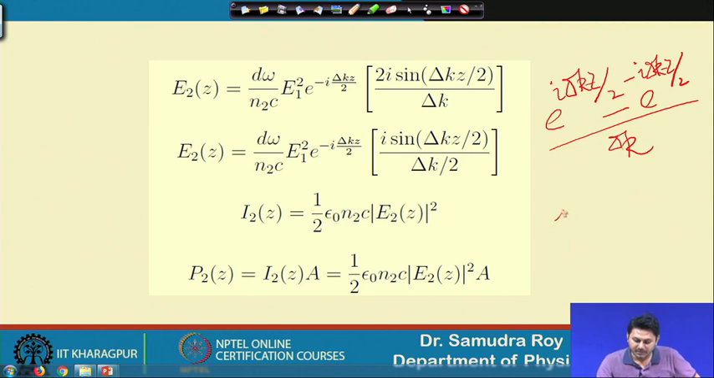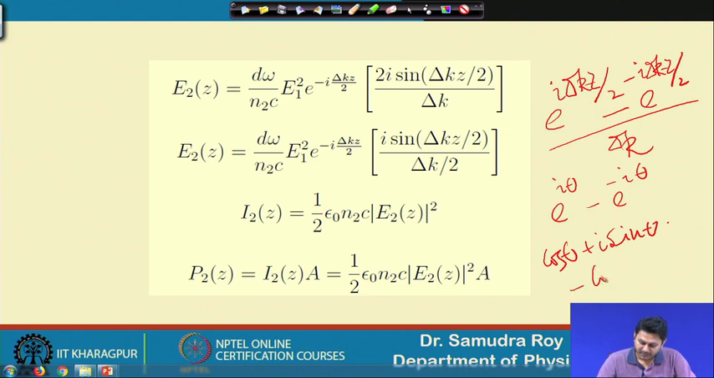This term is nothing but e to the power of i theta minus e to the power of minus i theta, if I say delta k z divided by 2 is theta. So, once we have e to the power i theta minus e to the power of minus i theta, we will have cos theta plus i sin theta, one term. The second term is minus cos theta minus, or there is a 1 minus, so it should be plus of i sin theta.